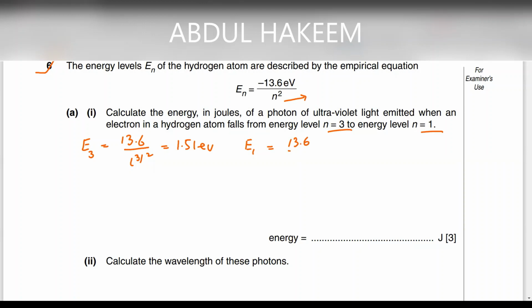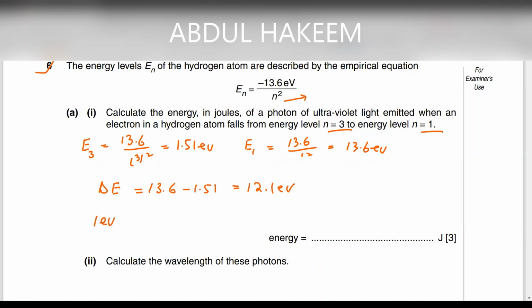Then the energy of the first orbit, the first energy level, is 13.6. You can ignore this negative sign. 13.6 over 1 square, so it is 13.6 electron volt. Now, the energy is actually the difference of the energy of the two energy levels. So the difference of these two energy levels is 13.6 minus 1.51, and this comes to approximately 12.1 electron volt.